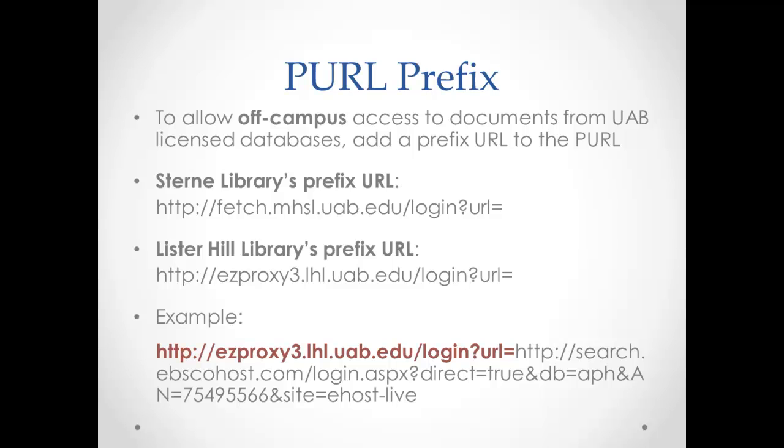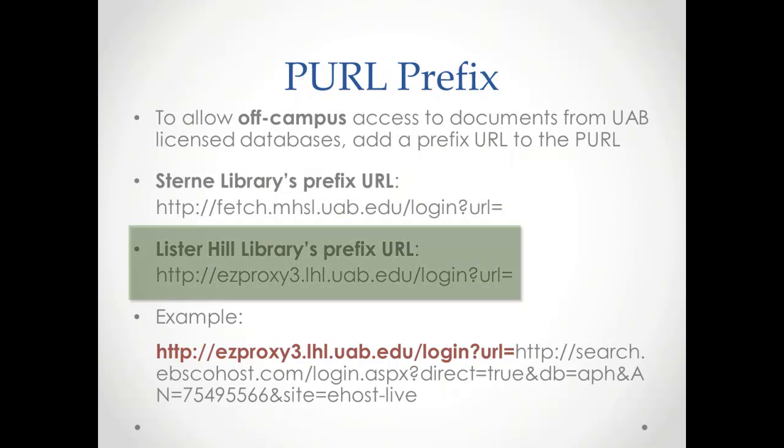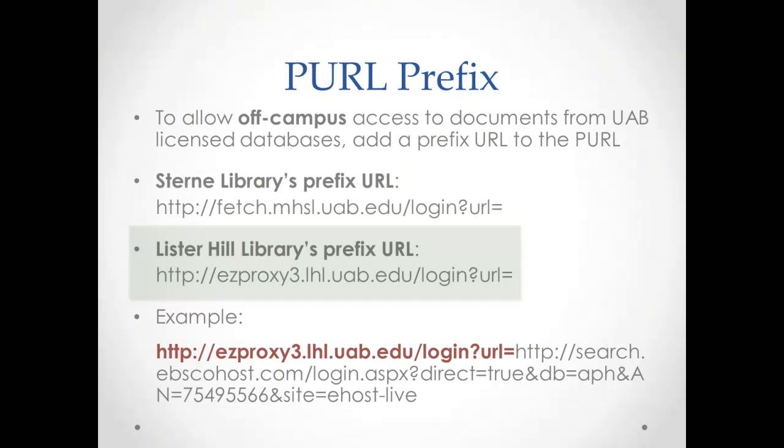To make a PURL functional off-campus, you must add a prefix or proxy snippet to the front of the PURL. This prefix will cause students to be prompted for their Blazor ID and password so they can access the licensed resource remotely. For electronic resources you find through the Sterne Library website, you can use this first prefix. For those you find through the Lister Hill Library website, you will use the second prefix.